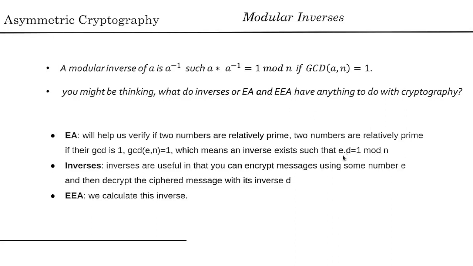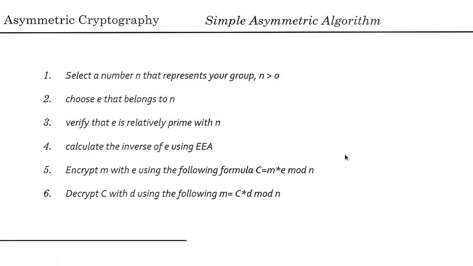Now, I could say that e is the public key that I give to anyone for encryption, and the modular inverse, d, is the private key. So that people can encrypt messages using the number e, and then I can decrypt the message with its inverse, which is the private key that I keep private. The extended Euclidean algorithm will help us find the inverse of e. So let's see a practical example.